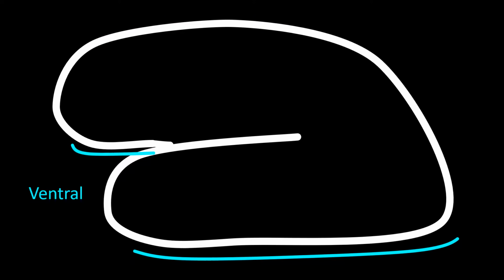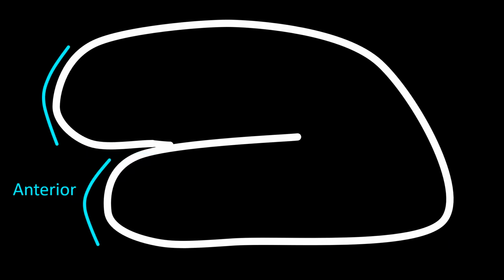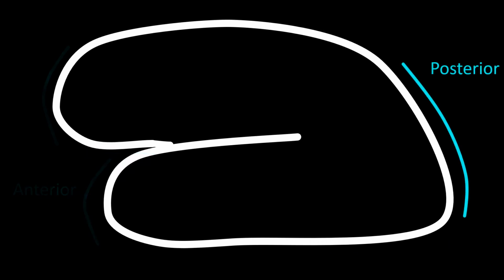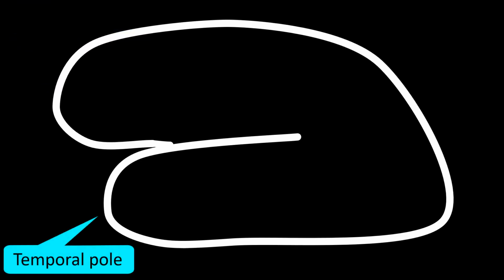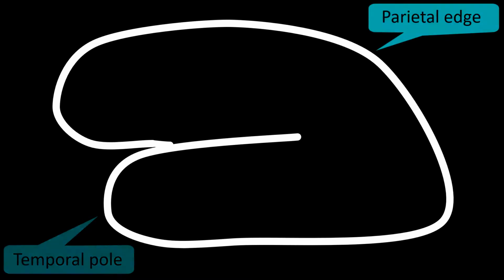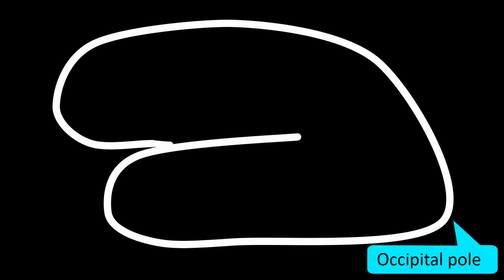The aqua line I have just introduced indicates the dorsal surface of the brain. Now the two lines correspond to the ventral surfaces. Now the anterior surface and now the posterior surface. I am now indicating the frontal pole, the temporal pole, the parietal edge, and the occipital pole.